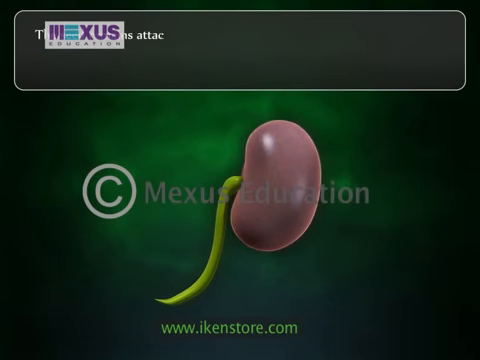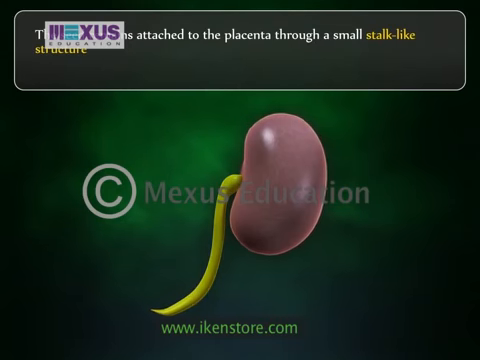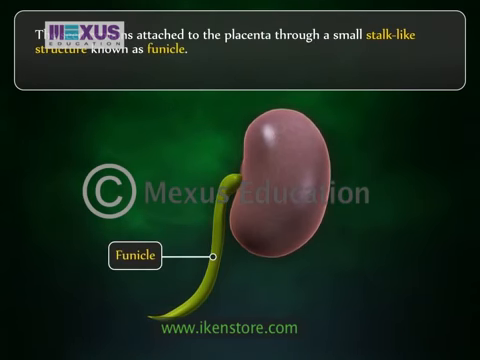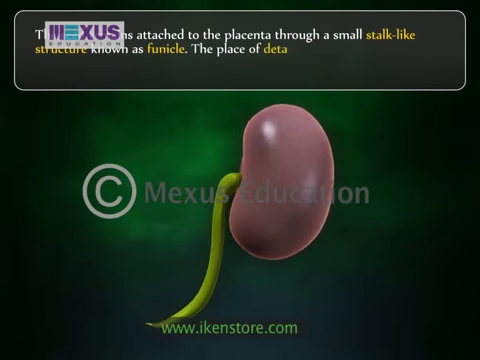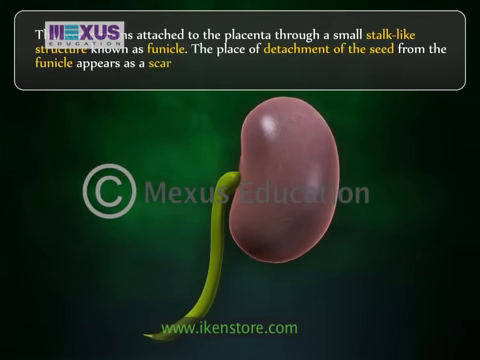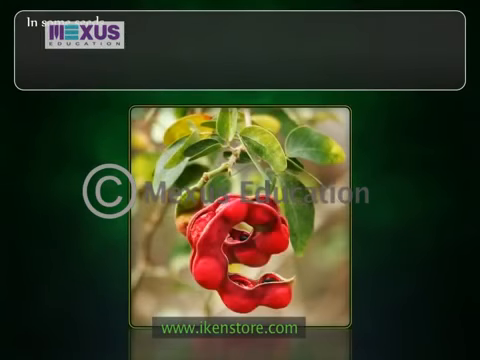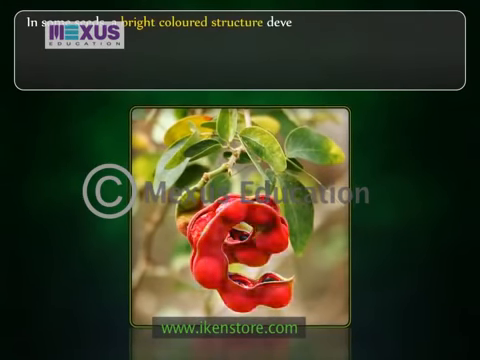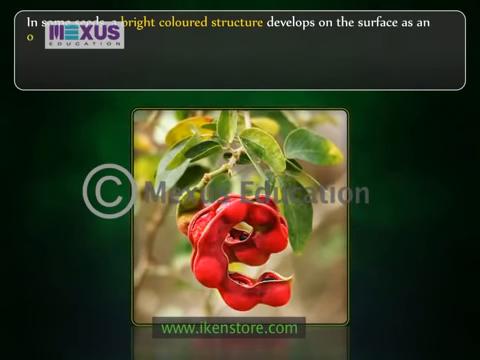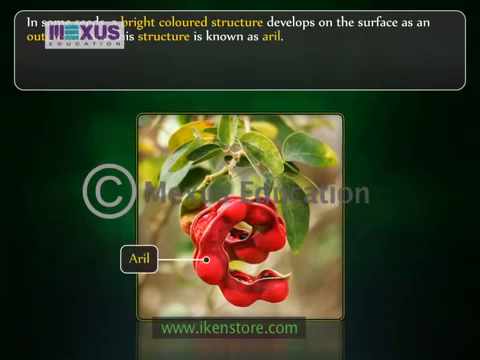The seed remains attached to the placenta through a small stalk-like structure known as funicle. The place of detachment of the seed from the funicle appears as a scar called hilum. In some seeds, a bright-colored structure develops on the surface as an outgrowth, and this structure is known as aril.